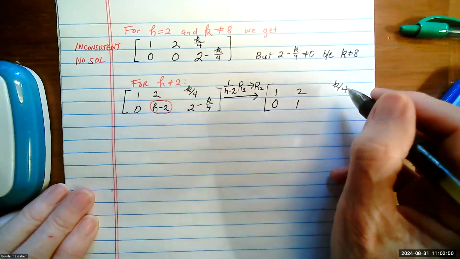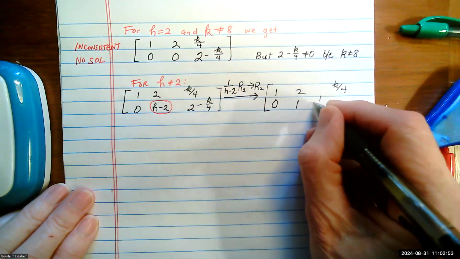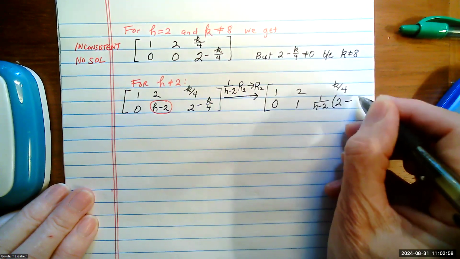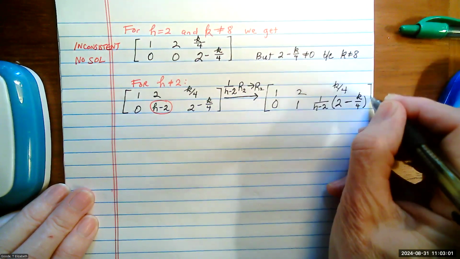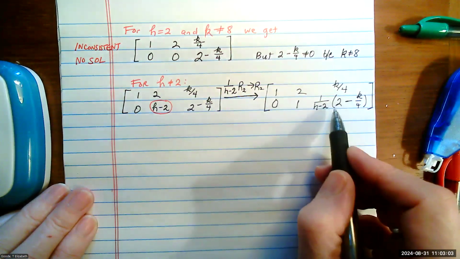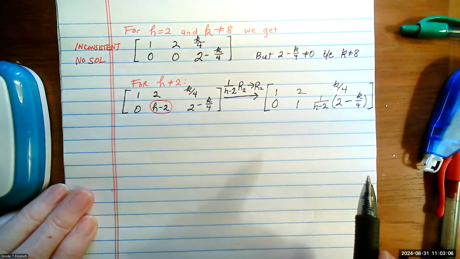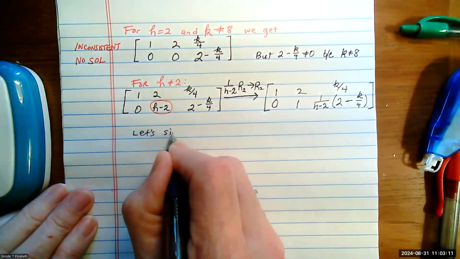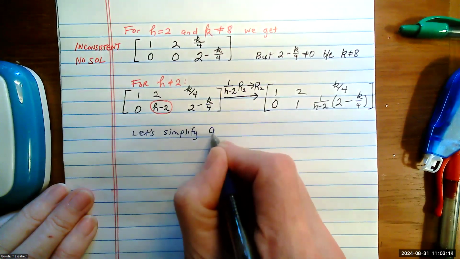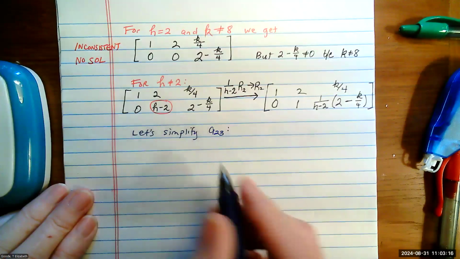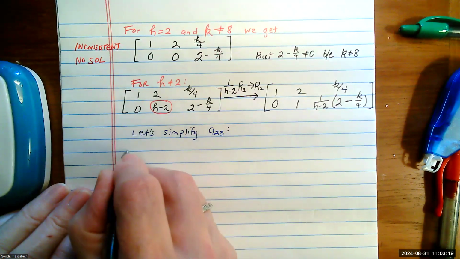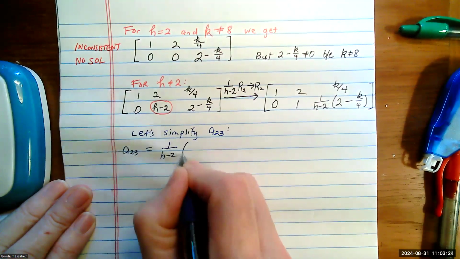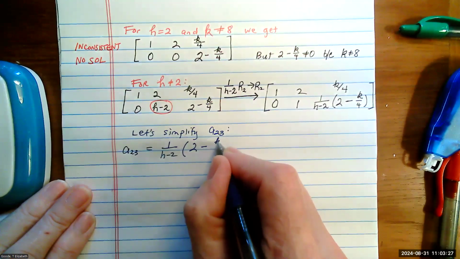That was the point. And now we've got kind of a messy little situation. I'll just write it down like this. 1 over h minus 2 times the quantity 2 minus k over 4. That's our A row 2 position 3 entry. Okay, so let's simplify. That's kind of a mess. Let's see if we can simplify that A23 position. Okay, so A23 as it stands right now is 1 over h minus 2 times the quantity 2 minus k over 4.